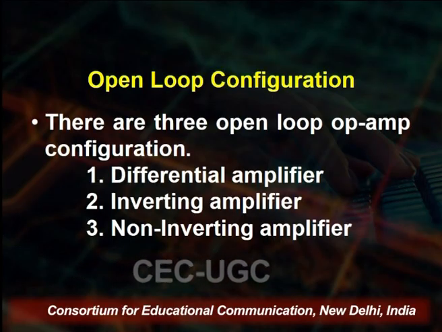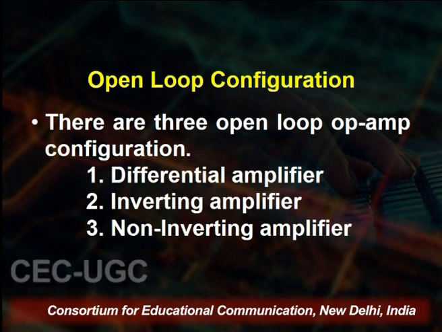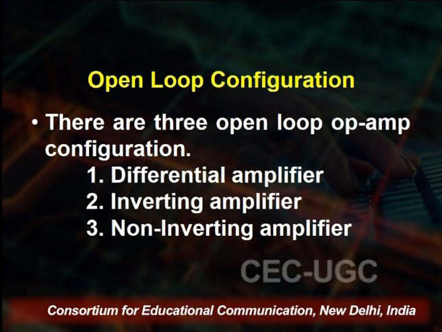Typically, for 741, we have a gain of around 2 into 10 to the power 5, that is around 2 lakh. This high gain is actually used, as we will see later, for switching, because the op-amp would function in only two states, either plus saturation or minus saturation. It would be very difficult for the op-amp to give a stable output in this configuration. So open loop configuration is used in three different manners: the op-amp is used as a differential amplifier, number 2 as inverting amplifier, and number 3 as non-inverting amplifier.